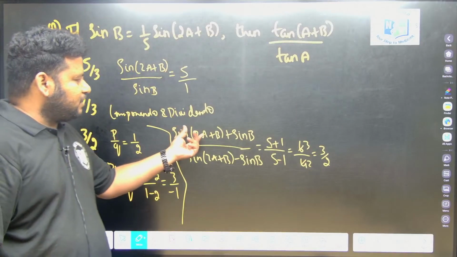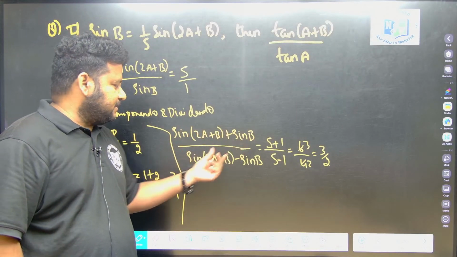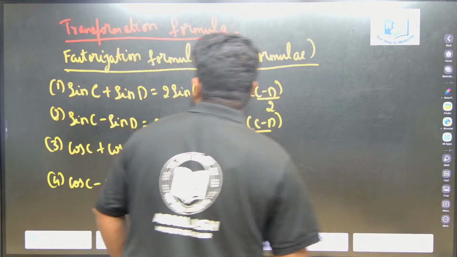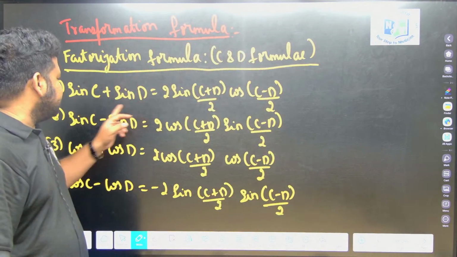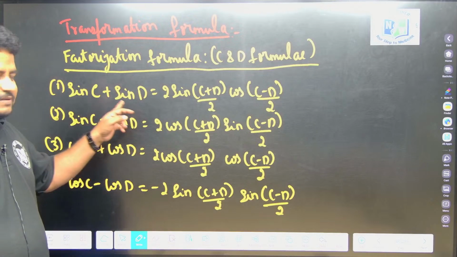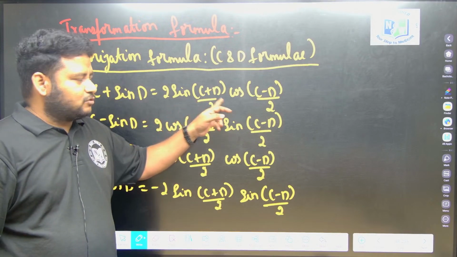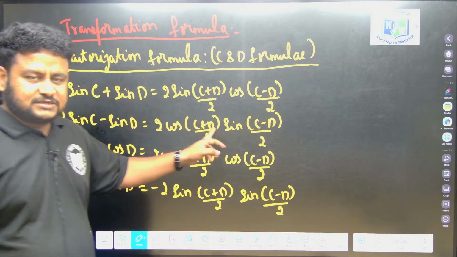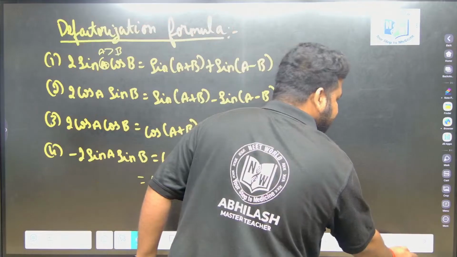So, this is of the form sin of (2a plus b) plus sin b, sin of (2a plus b) minus sin b. Observe here carefully. This is of the form sin c plus sin d, sin c minus sin d. Sin c plus sin d is 2 sin (c plus d) by 2 cos (c minus d) by 2. Sin c minus sin d is 2 cos (c plus d) by 2 sin (c minus d) by 2. So, let us apply that formula here.